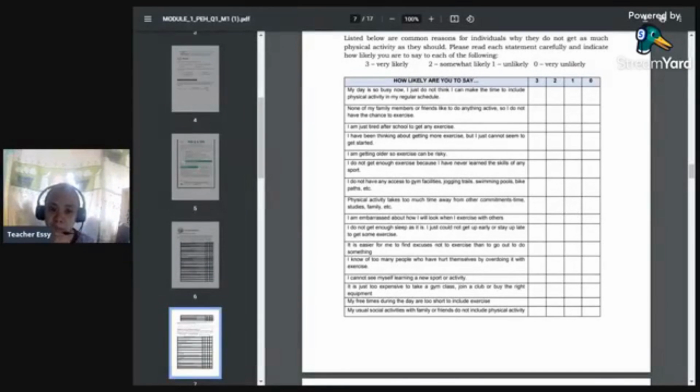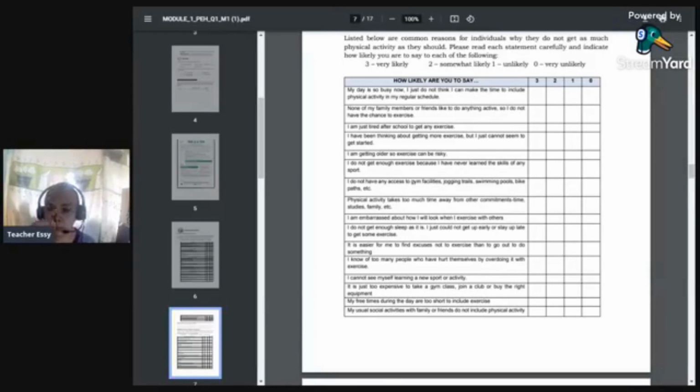I'm going to give you 21 sentences or 21 statements, and then you have to write number 3 if it is very likely that you say this, or somewhat likely, it's like possible, maybe, or unlikely, not possible, and very unlikely, really not possible. So you just have to write 3, 2, 1, or 0. Okay? 3, maybe you can write on the side of your paper so you will not forget. Number 3 is very likely. Very likely, like maybe 90 to 100% possibility, number 3.